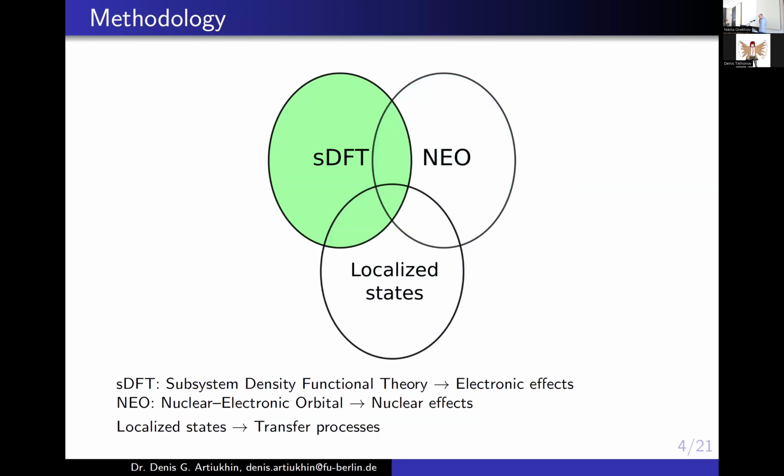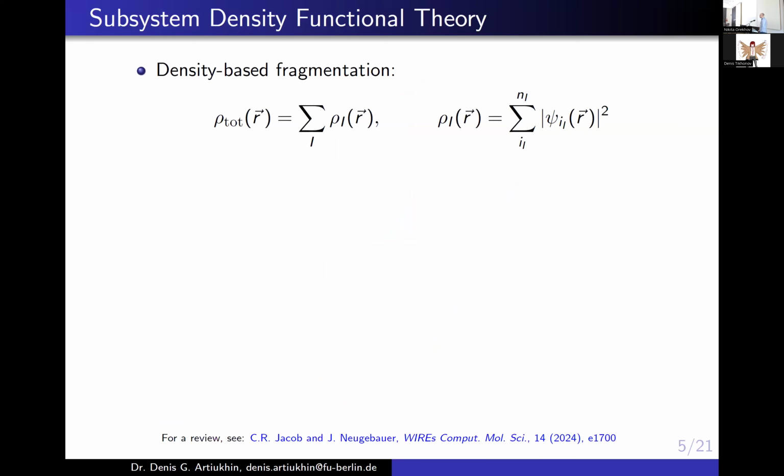So let me just walk you through all these three components one by one and discuss also how these things interact with each other, starting from subsystem density functional theory. The idea here is that in subsystem density functional theory, we split our total molecular system into subsystems based on electronic density. So I'm simply writing this total electronic density as a sum of subsystem densities.